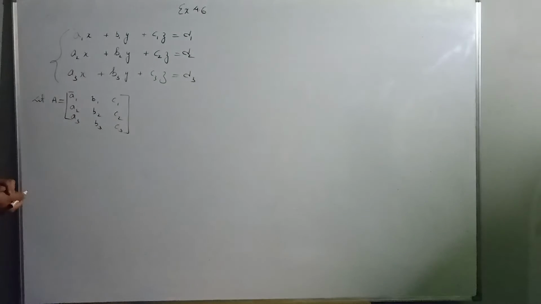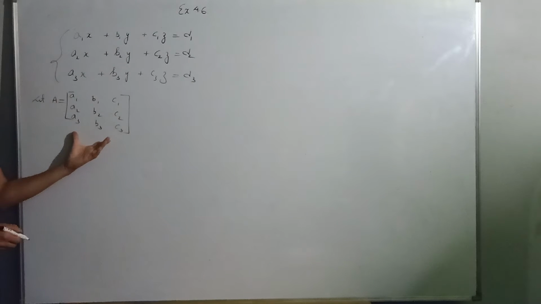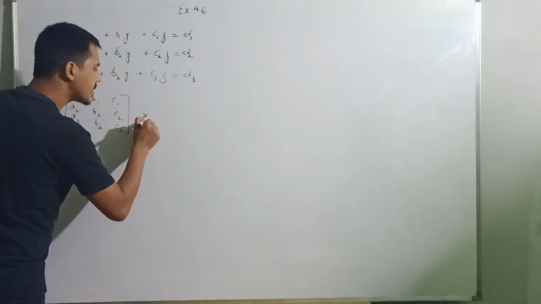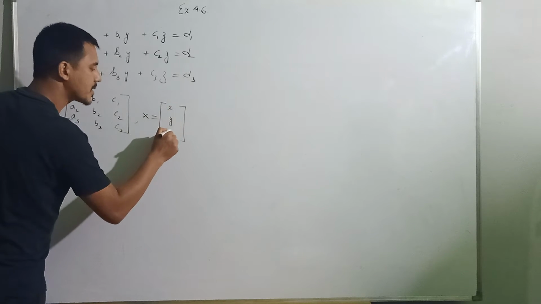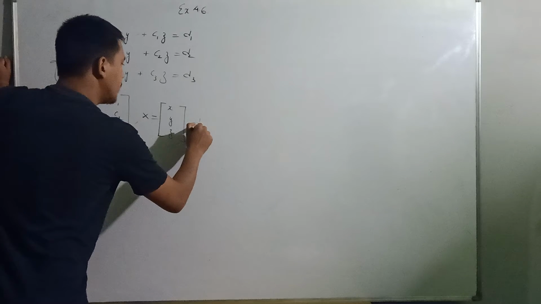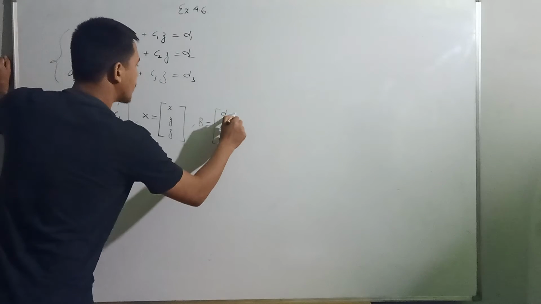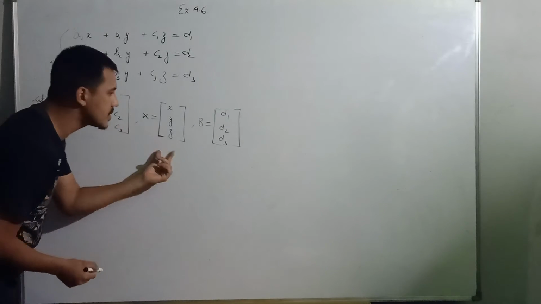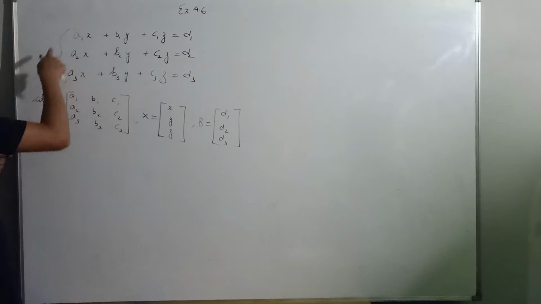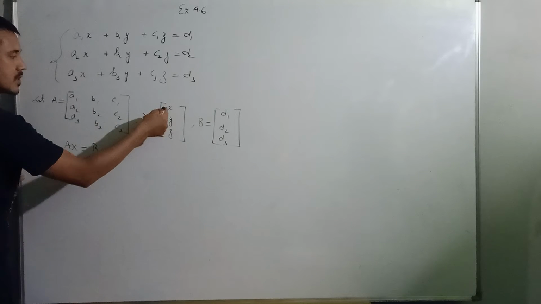Your matrix A consists of the coefficients of x, y, z from the given system of equations arranged in this order. Let your matrix X be a column matrix consisting of the variables x, y, z, and B be another column matrix consisting of the constant terms from the given system of equations. In that case, your given system of equations can be written as AX is equal to B. X means these variables, right?